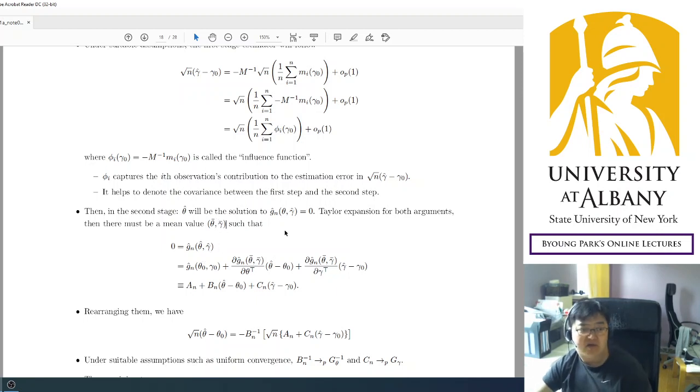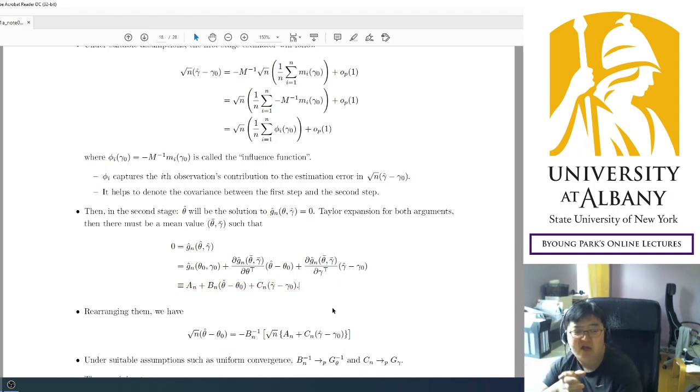So then look at this. The first order condition equals zero, and if you linearize, the linear approximation of this function can be written as the value at theta 0, gamma 0 plus the difference between theta hat and theta 0, and the difference between gamma hat and gamma 0. Now, the structure is pretty much the same as before. We consider A_N, B_N, C_N. There are 3 terms. We just need to show how they behave.